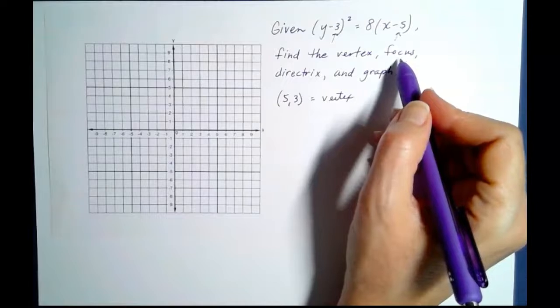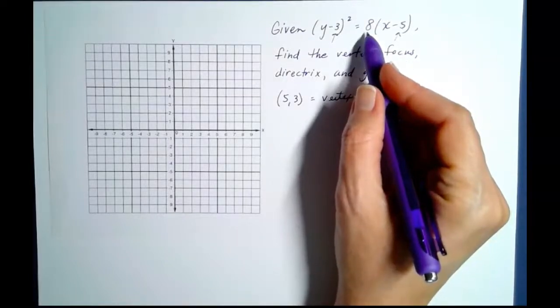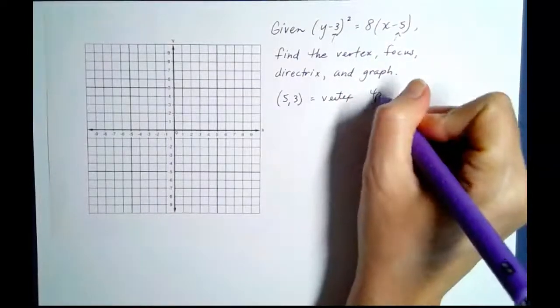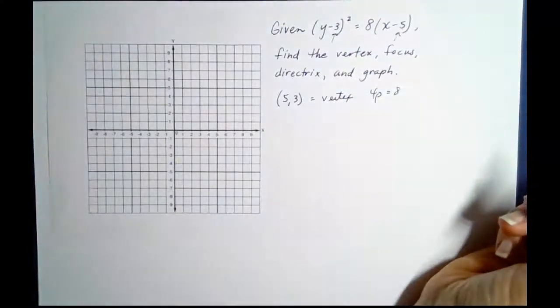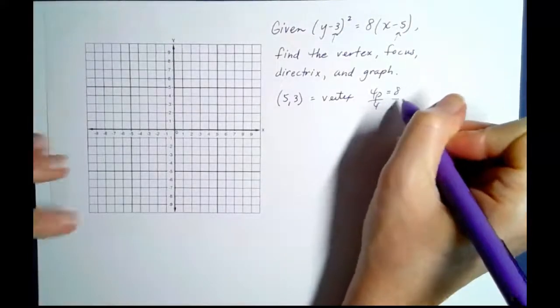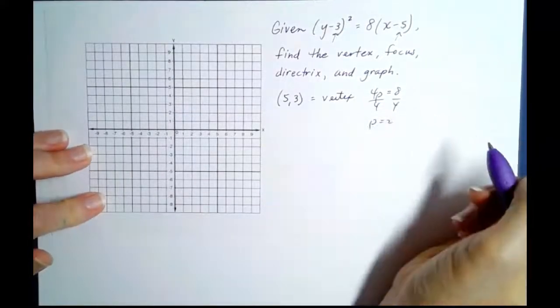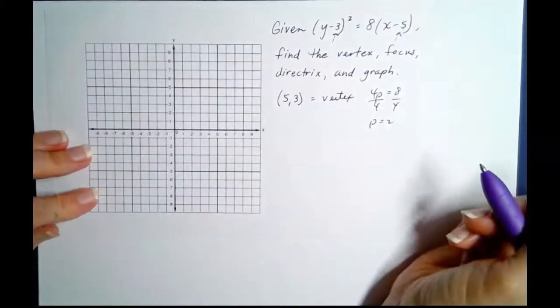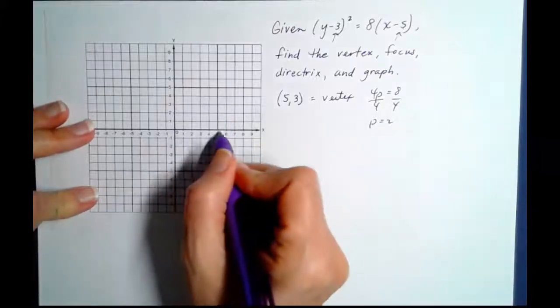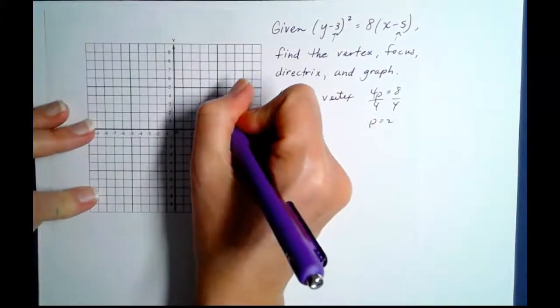Where's the focus going to be? Well, go back to that 4p value. So 4p is equal to 8. So if 4p equals 8, then obviously p is 2. So let's go ahead and plot the vertex. 1, 2, 3, 4, 5, 1, 2, 3.